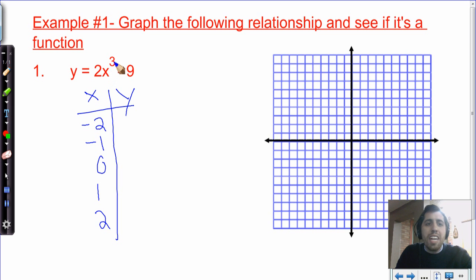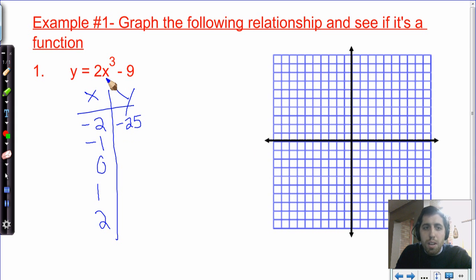When X is negative 2, negative 2 to the third power means negative 2 times negative 2 times negative 2. Negative 2 times negative 2 is positive 4, times negative 2 is negative 8. Negative 8 times 2 is negative 16. Negative 16 minus 9 is negative 25.